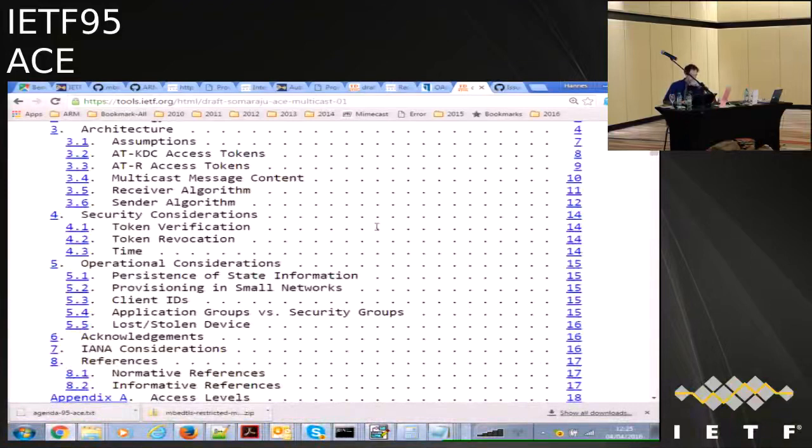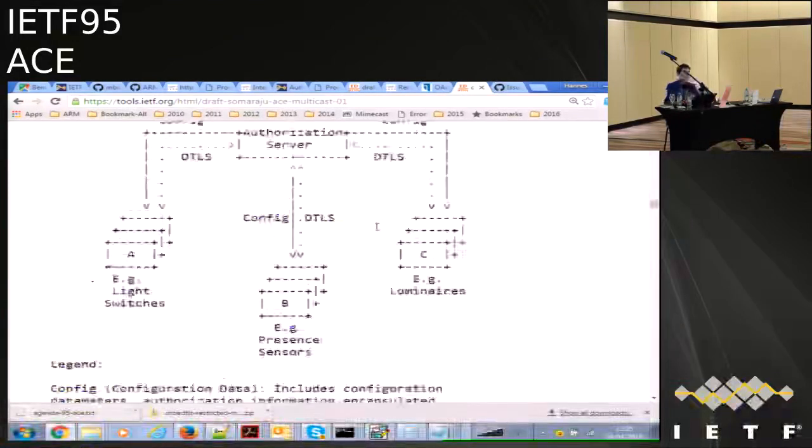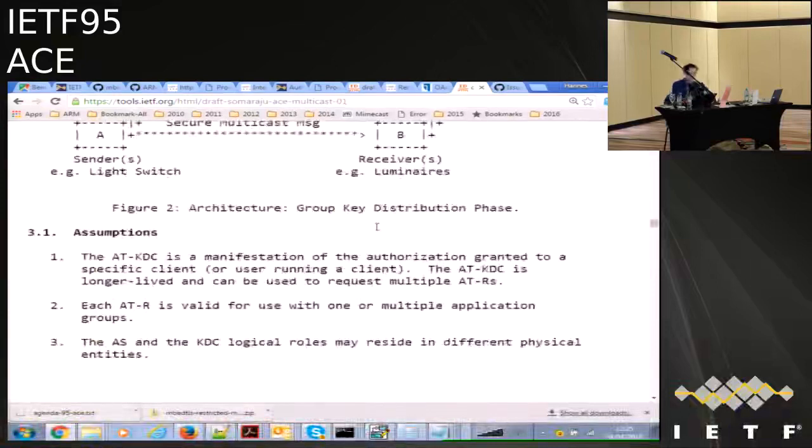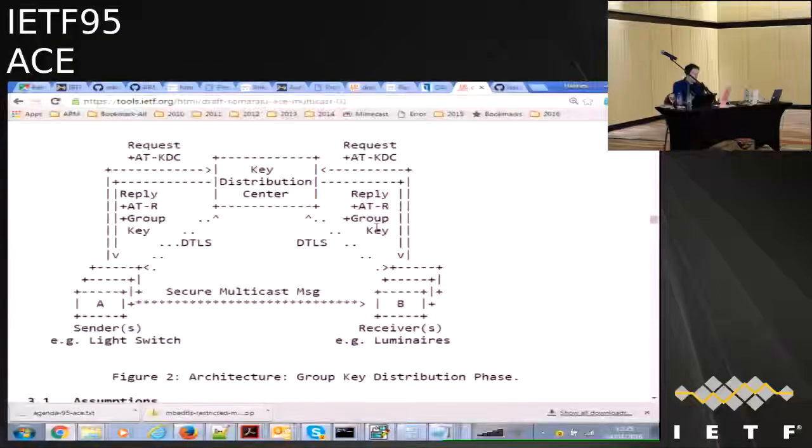The extension, or the architecture it proposes, can be seen here. It relies on a couple of different pieces. One is that it separates out the authorization server into a separate logical entity, which does the key distribution for the multicast. Implementation-wise, it may be in the same box or in a different one, but it separates those.